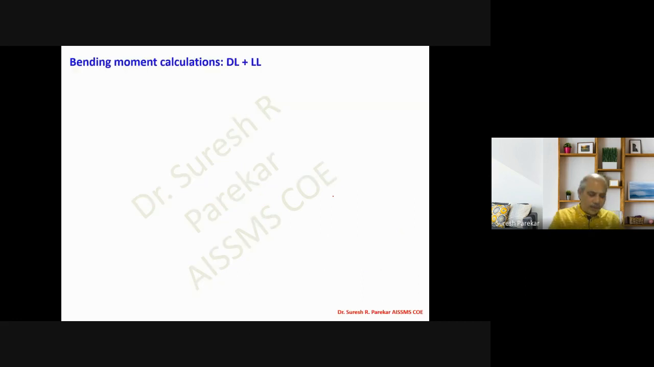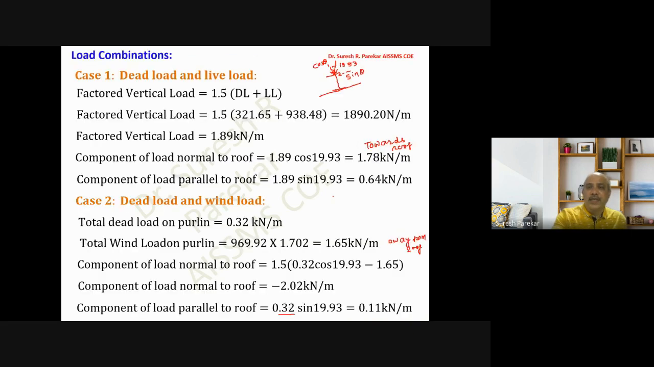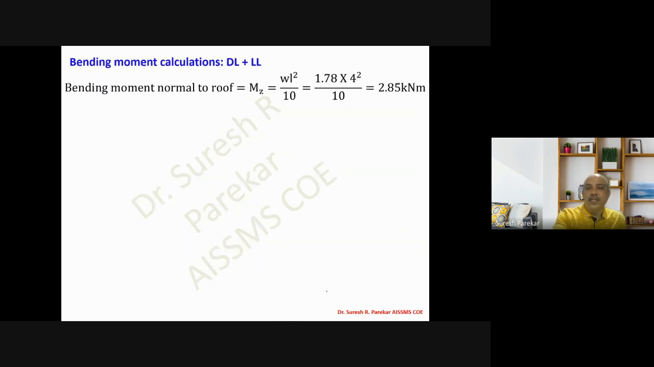Now we will go for bending moment calculation. We will calculate for the dead load plus live load combination, and we will check it for the dead load plus wind load combination. Here, if you see the load parallel to roof, we have 0.64 and here 0.11. As we have to check it for biaxial bending, this value is also considerable, and therefore we go for the dead load plus live load combination for the design, and check it for the wind load and dead load combination. And then we have WL square by 10.